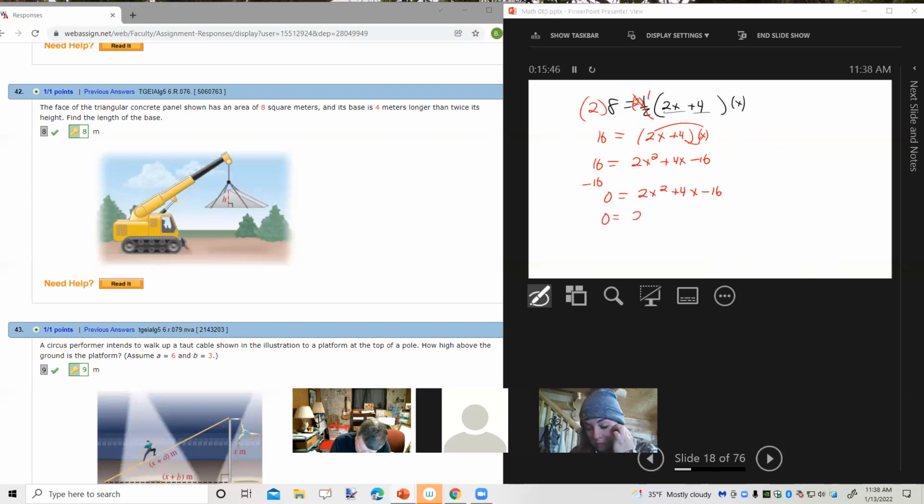Take out the greatest common factor and then factor it further. So then you get the same result for x, and then 2x plus 4 is going to be 8 meters. Okay with that?